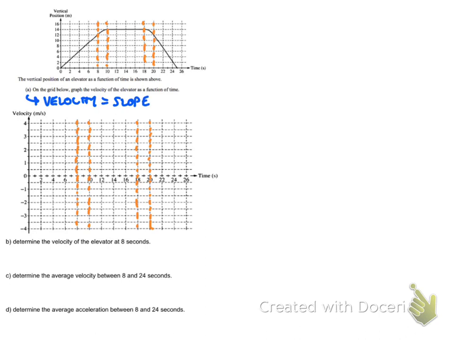And remember that on a position versus time graph, the velocity equals the slope, which means that the slope equals the velocity. So what we can do is find the slope of that first section, which is rise over run, is about 1.5. So we draw our line in there at 1.5 meters per second.